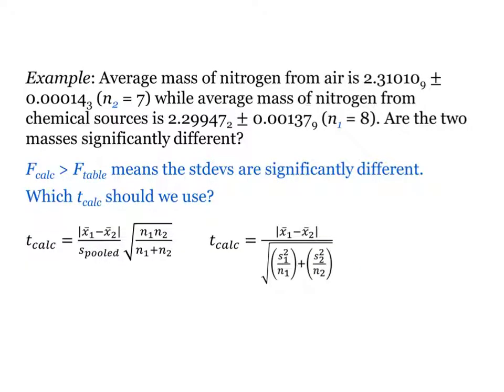When F-calc is greater than F-table, it means that the ratio of the squares of the standard deviations has exceeded the allowable limit to be considered comparable. That leads us to our next question. Which version of t-calc do we use when the standard deviations are significantly different? When the standard deviations are significantly different, it doesn't make sense to pool their results, so we use this version of t-calc.